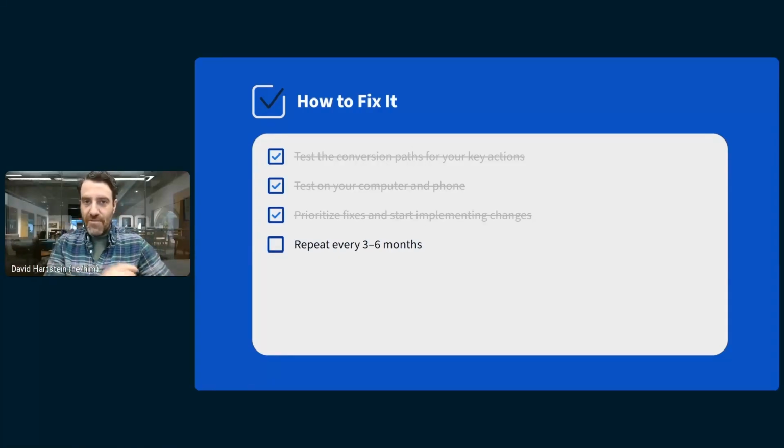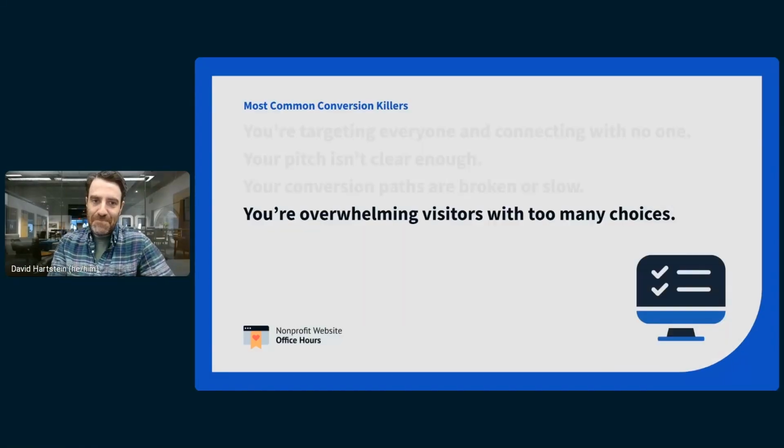Also, I recommend testing your conversion paths ahead of a major initiative. So if you have a big event coming up or a big campaign coming up or a capital campaign, something like that, you don't want to find out that your donation form is broken once you've launched a big giving campaign. So just give it a quick test, make sure that the whole process is working and dialed in, but there's no easy sort of speed bumps that you can iron out along a visitor's journey.